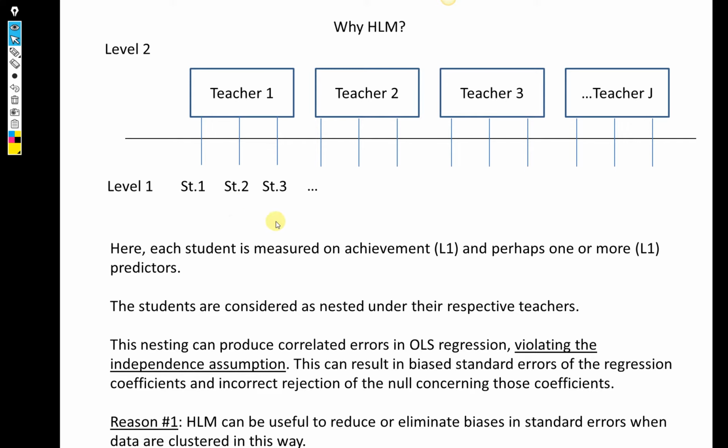So in other words, even if we're not interested in the contextual factors per se that may impact student achievement at level 1, one reason why we might utilize HLM is to essentially adjust the standard errors and reduce biases when it comes to testing the regression coefficients at level 1.